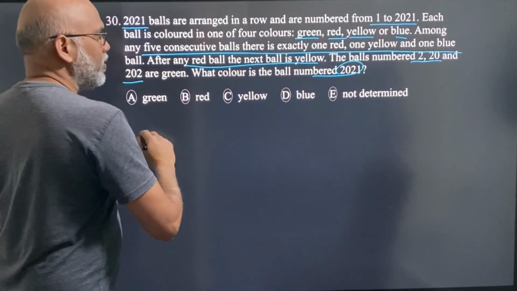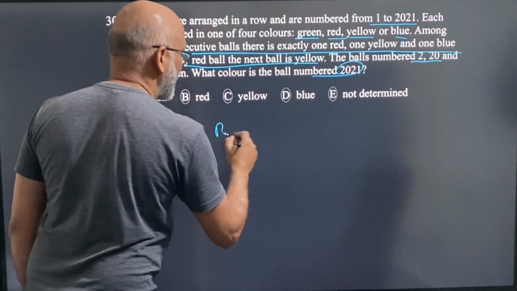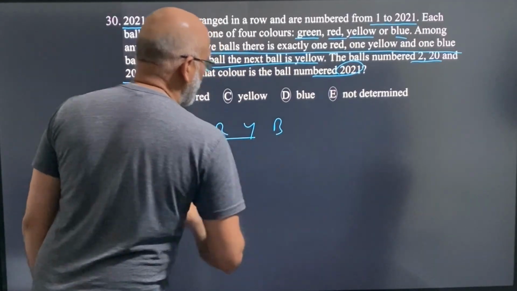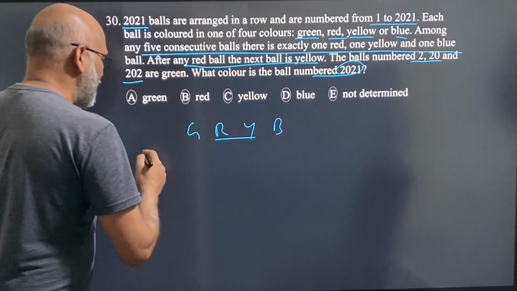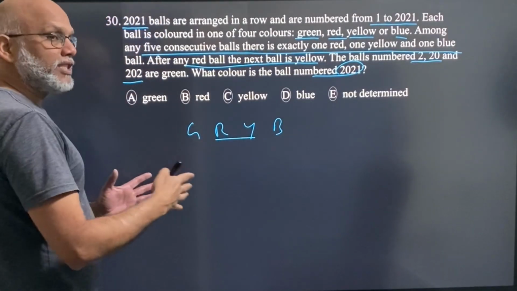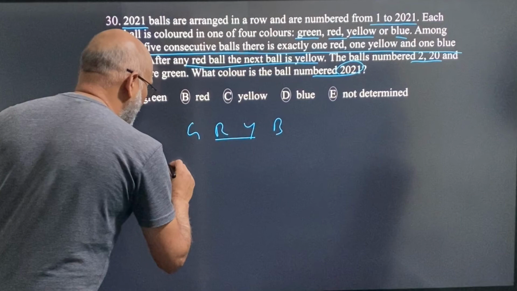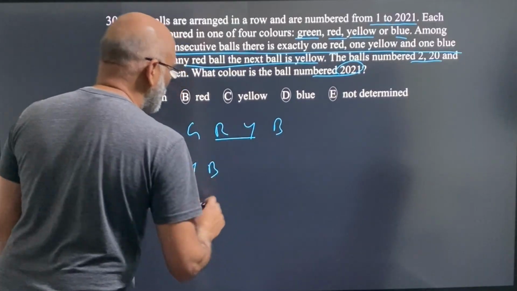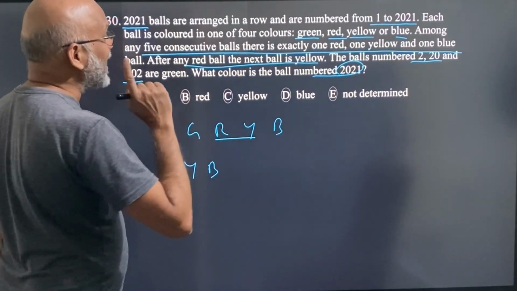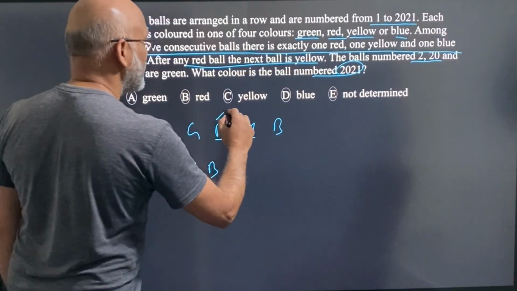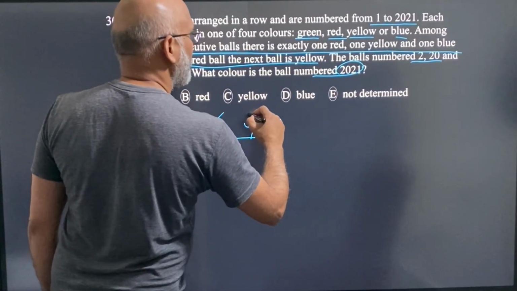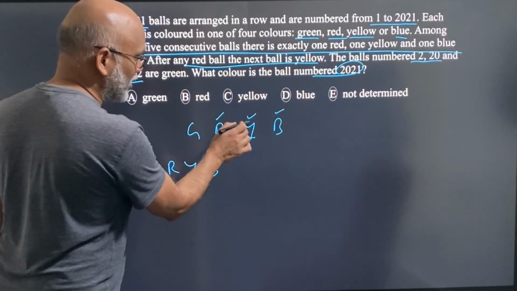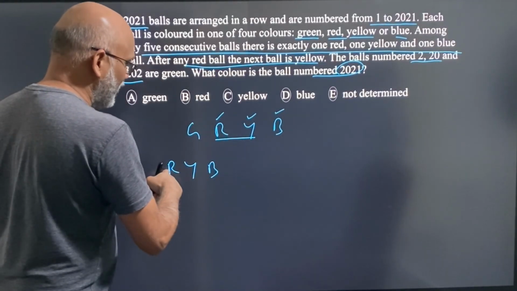Now, let me call G for green, red, yellow, and blue. After red, the next is always yellow. That's what is given to us. I don't know how they are arranged, but let me just assume one arrangement. After red, Y must come, and then blue. And in any 5, there is exactly one red, one yellow, and one blue. So in the first 5, I already have red, yellow, and blue.